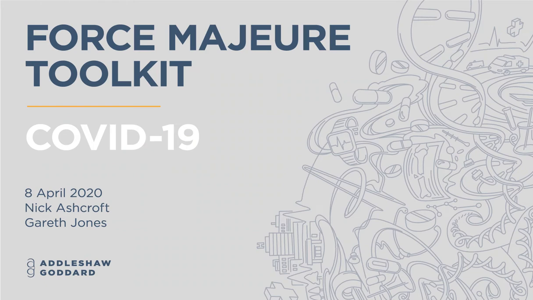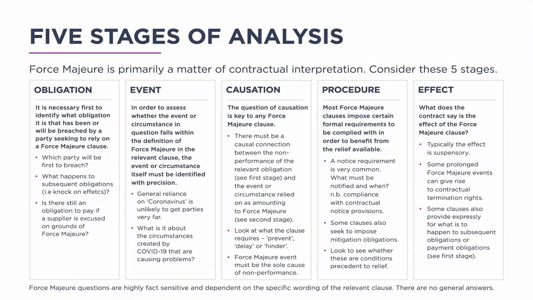For the majority of this session, we're going to unpack the 5 stages of any force majeure analysis, which you can see on the screen now and is summarised on page 2 of the slide deck that you've been sent in advance. Force majeure questions are highly fact-sensitive and dependent on the specific wording of the relevant clause. There are no general answers. However, there are some key themes, and following these 5 stages of analysis should get you to the right result at the end. So Gareth is going to kick us off with stage 1, the obligation.